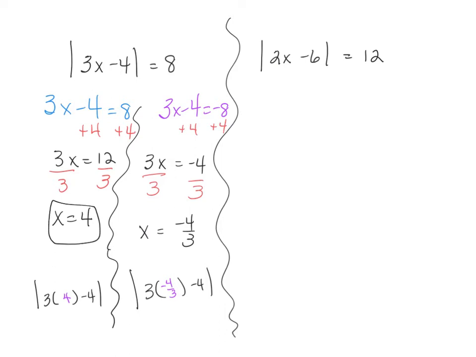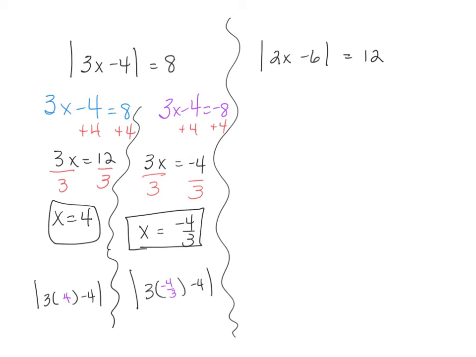If I come over here, 3 times a negative 4/3 is actually a negative 4. The 3's would cancel. Negative 4 minus 4 is negative 8. Absolute value of negative 8 is 8. So my problem works. Try the next one.